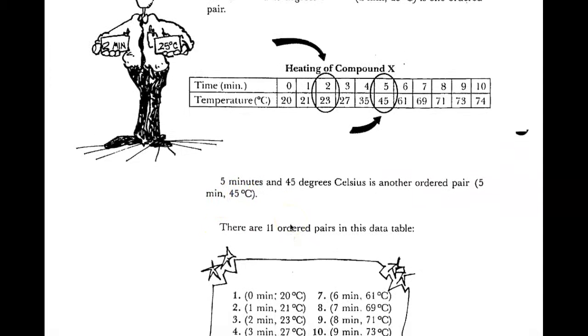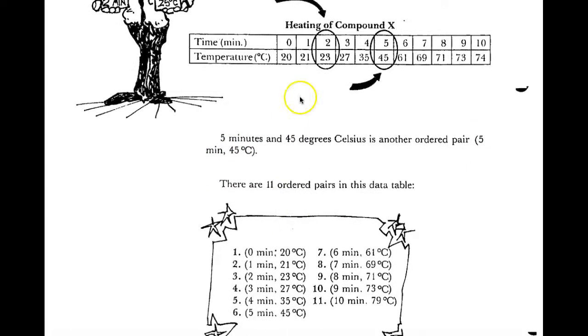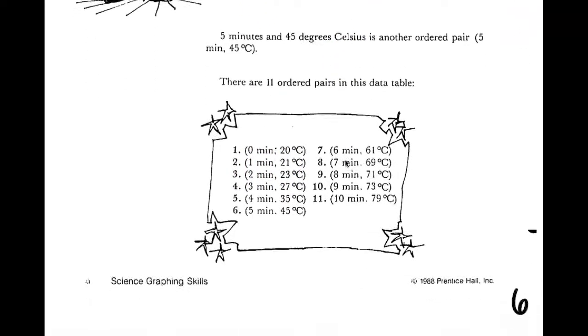There are 11 ordered pairs in this data set. 1, 2, 3, 4, 5, 6, 7, 8, 9, 10, 11. You can see starting right here with 0, 20 is 0, 20. Number 2 is 1, 21, 1, 21. It goes all the way through.